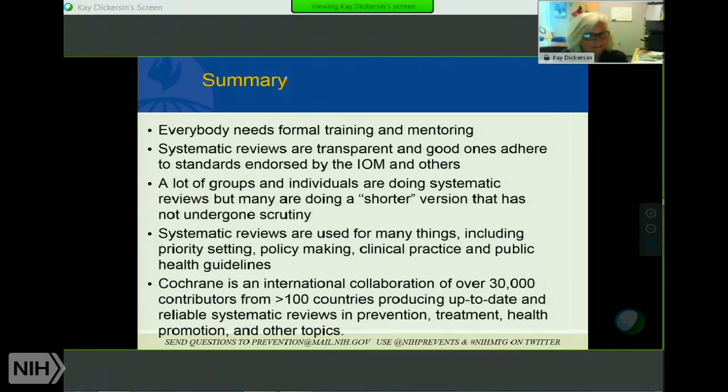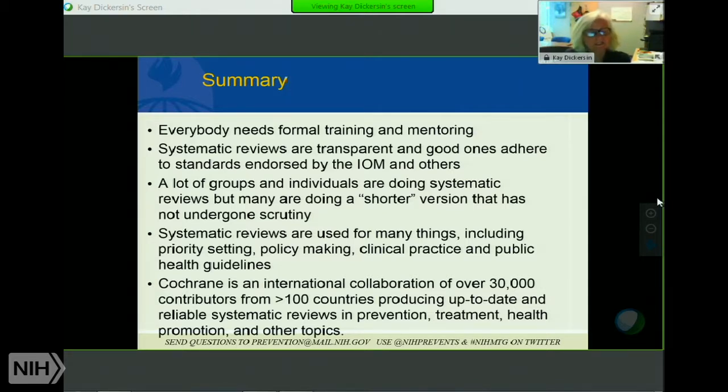And finally, there are systematic reviews that are transparent. Good ones adhere to the standards that I mentioned. A lot of groups are doing systematic reviews, and they're taking on these shorter ones like scoping reviews and landscape reviews, but they haven't undergone scrutiny. There aren't standards for them. They often don't include a risk of bias assessment, and so they are worrisome. And stay tuned and especially participate in doing research on them, because it would be great if we could shorten this process. Lots of people are using and producing systematic reviews for different things, including policymaking, funding, and different health guidelines.